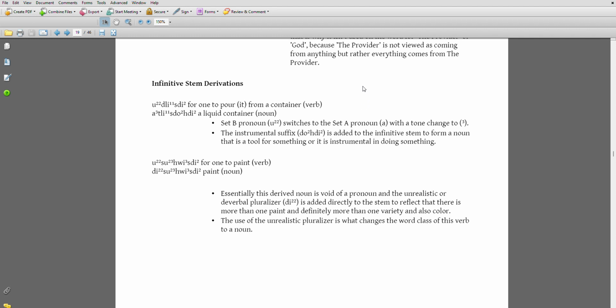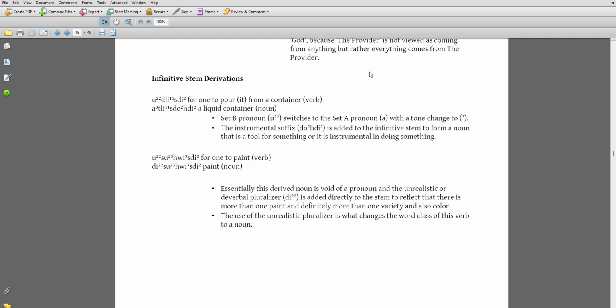Infinitive stem derivations. Udlisti, for one to pour it from a container, which is a verb. We can now say atlistotti, a liquid container, which is a noun. So what we did is the set B pronoun u switches to the set A pronoun a with a tone change to 3. The instrumental suffix tohti is added to the infinitive stem to form a noun that is a tool for something or it is instrumental in doing something.